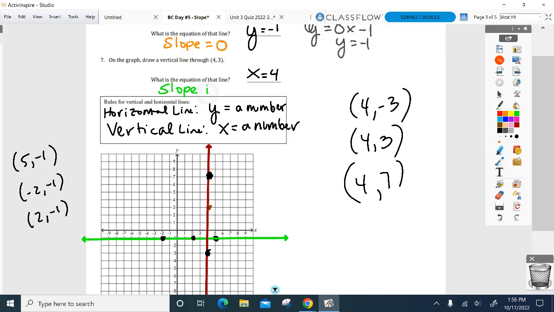All right. Slope is unidentified. I'll take that. Undefined, maybe too. That's fine. Yep. You could also say no slope. Okay. Notice the difference. No slope is different than the number 0. All right. Questions?